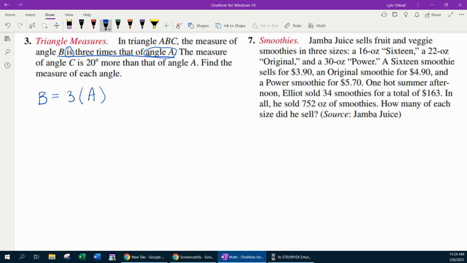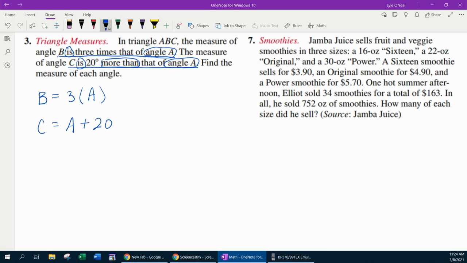Then it says the measure of angle C is 20 degrees more than that of angle A. So our second equation would be C is, again, is equals 20 degrees more than. Now that means add. So we're going to add 20 to something. What are we adding 20 to? The measure of angle A. And so there's our second equation.